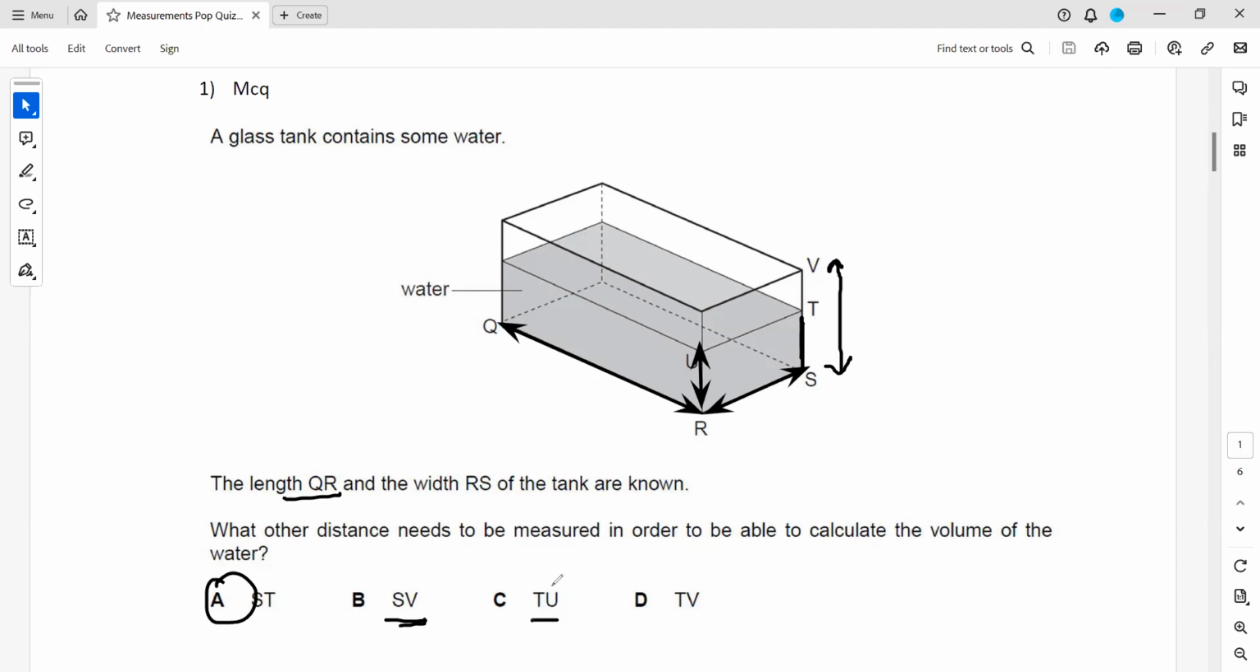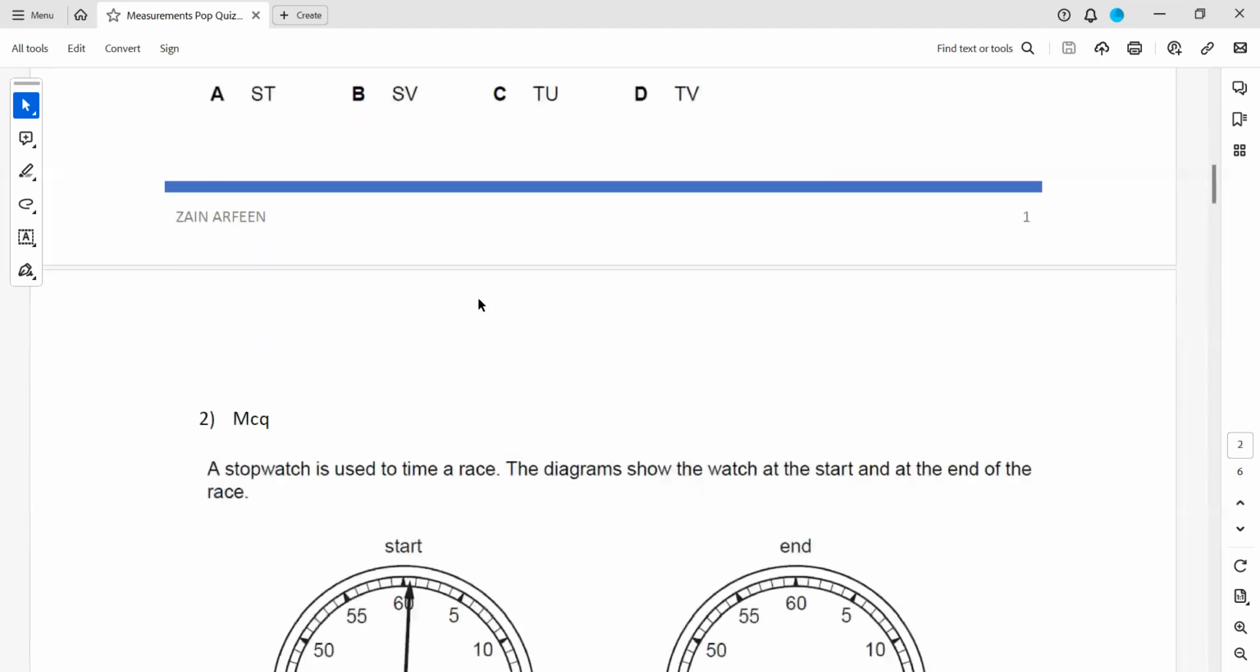And why is T to U wrong? Because from T to U, again, it's the same as RS, so it won't make a difference. T to V is the height of the air. If the question was what is the volume of air in this container, then we should multiply QR into RS into VT. But the question was the volume of a liquid, so it's length into width into height.